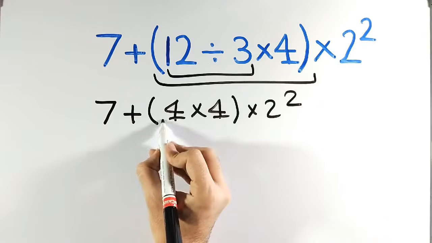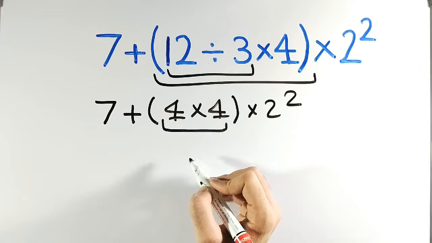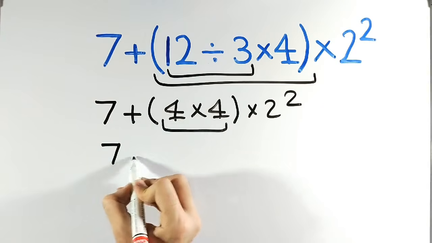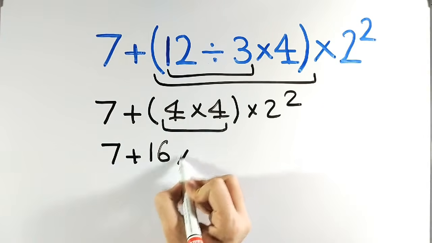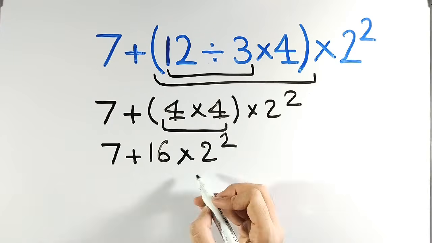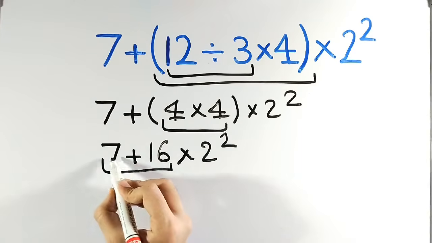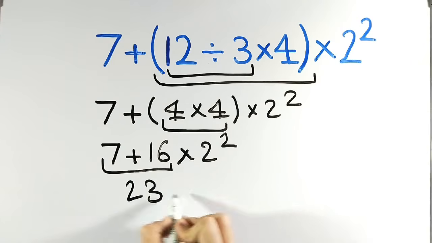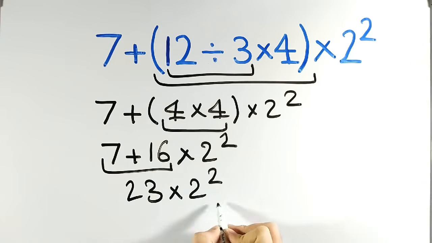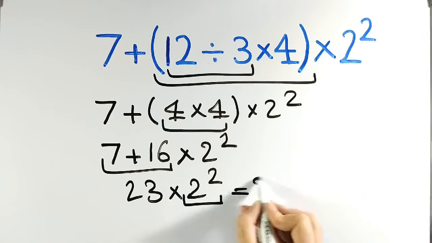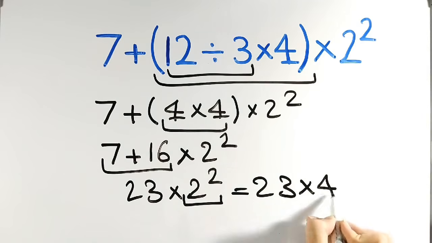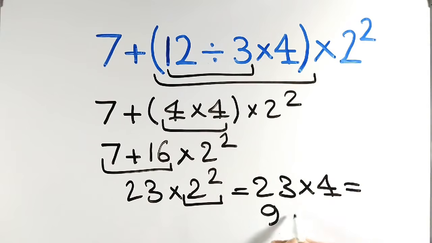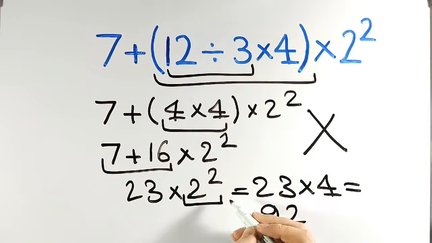And the next step, they go for the multiplication between 4 and 4 and write this expression as 7 plus 16 multiplied by 2 squared. Then, they go for the addition between 7 and 16. And instead of this expression, they write 23 multiplied by 2 squared. In the final step, they go to the exponent and write this expression as 23 multiplied by 4, which finally gives them the answer 92. However, this answer is actually incorrect.